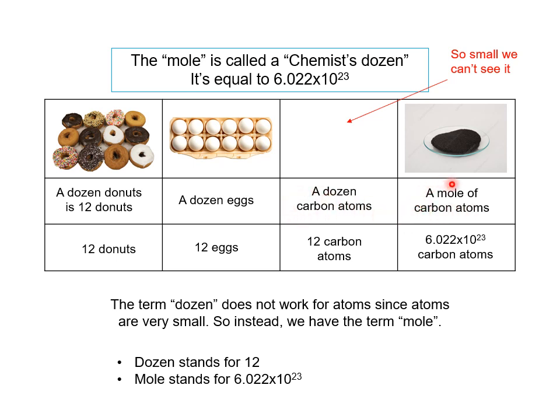But if I use a mole of atoms or carbon atoms, which is rather than 12 of that atom, it's 6.022 times 10 to the 23rd atoms, it's visible to us and we can see it. So whereas the dozen works for things in everyday life that we can see, it is not a good measuring device to use or measuring amount to use for atoms. So instead, we have come up with the mole.